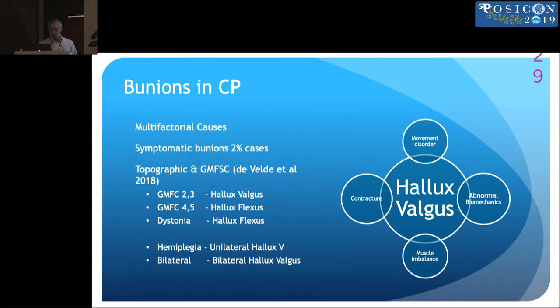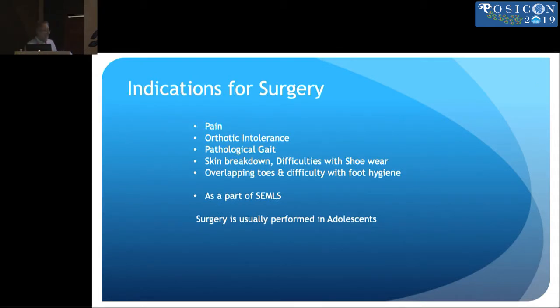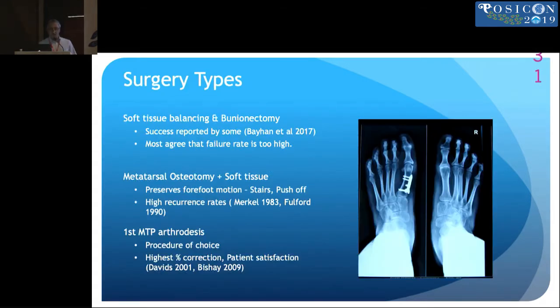Now, indications for surgery are pain, orthotic intolerance, pathological gait, or skin breakdown, but usually it's a part of SEMLS, and surgery is usually performed in adolescents. There are three kinds of surgeries really: soft tissue balancing and bunionectomy. Most people agree that the failure rate with this is very high, and though some people say, no, it's good, mostly we have the option of metatarsal osteotomy and soft tissue balancing, which preserves forefoot motion, especially with stairs and push-off.